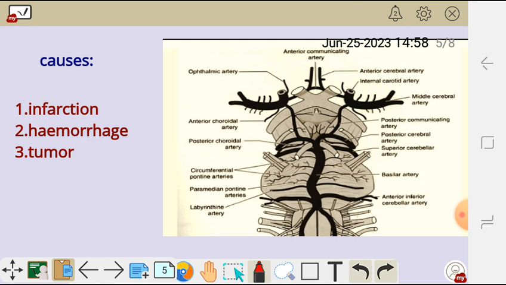syndrome? Benedict's syndrome can be caused by infarction, which is blockage of certain blood vessels. Then we have hemorrhage and tumor. But the main cause is infarction in the basilar artery, or a branch of the basilar artery which is supplying the midbrain. So this is the midbrain here. We have the pons and the medulla oblongata there. The blockage or infarction of the posterior cerebral artery, which is supplying the midbrain, can cause Benedict's syndrome.